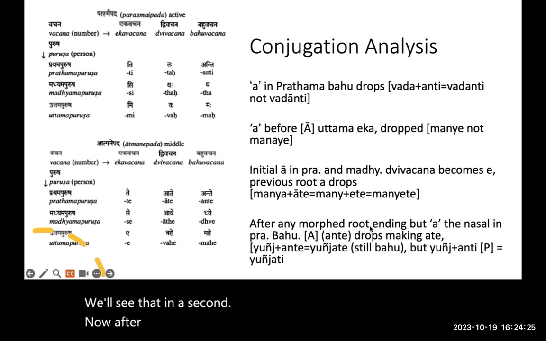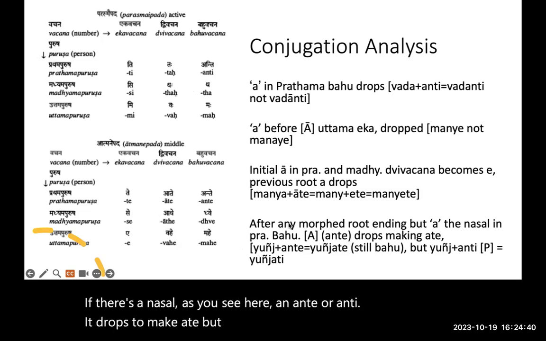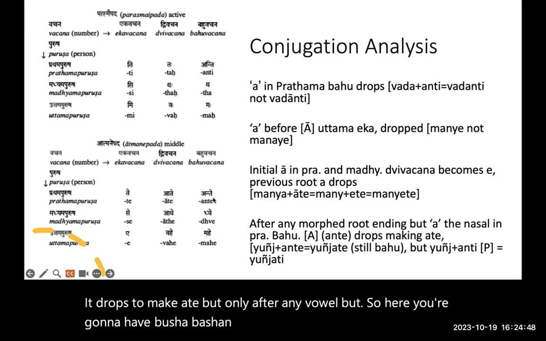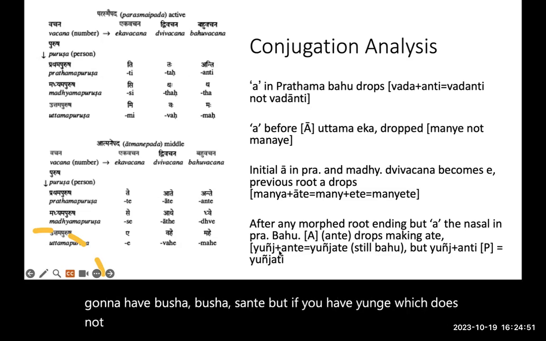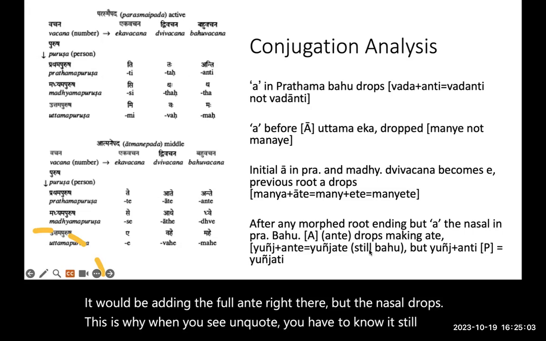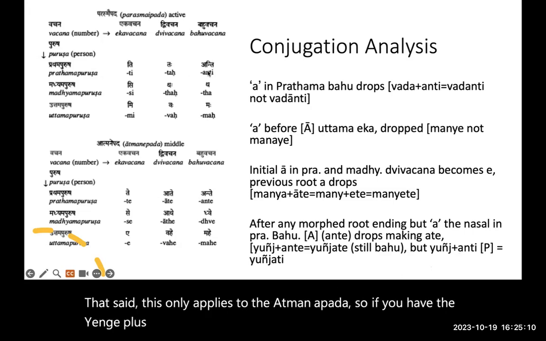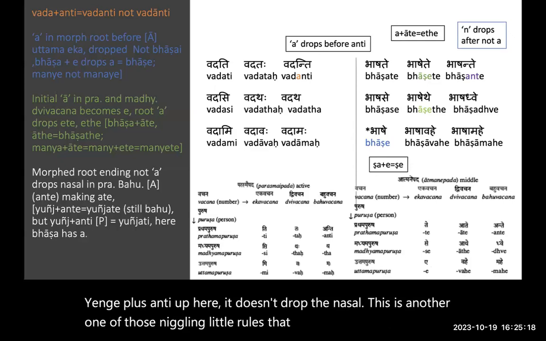Now, after any root ending in a consonant, except for a, if there's a nasal, as you see here, an ante or anti, it drops to make ate. But only after any vowel but a. So here, you're going to have bhasha, bhashante. But if you have yunj, which does not have an a after it, it would be adding the full ante right there, but the nasal drops. This is why when you see yunjate, you have to know it's still plural. That said, this only applies to the Atmanepada. So if you have the root yunj plus anti up here, it doesn't drop the nasal. This is another one of those niggling little rules that will get in your way later, but not now.